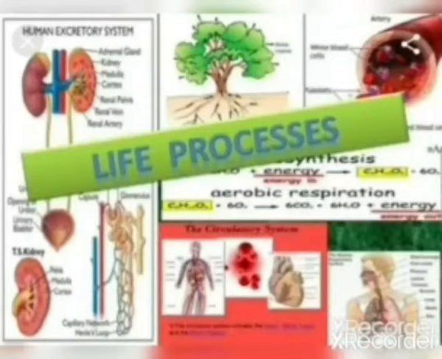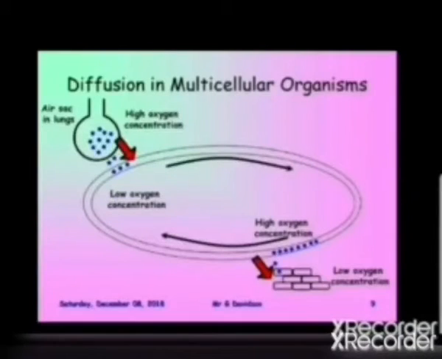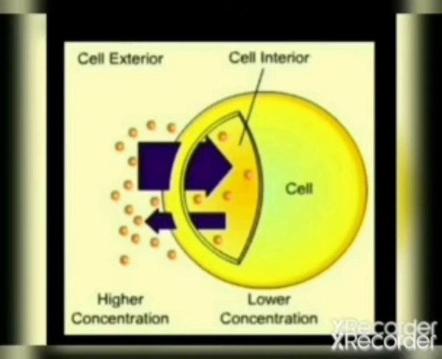In life processes, the processes in which living organisms perform maintenance functions are called life processes. Diffusion meets the oxygen requirement of multicellular organisms. Multicellular organisms such as humans possess a complex body design. Multicellular organisms are not in direct contact with the outside environment.